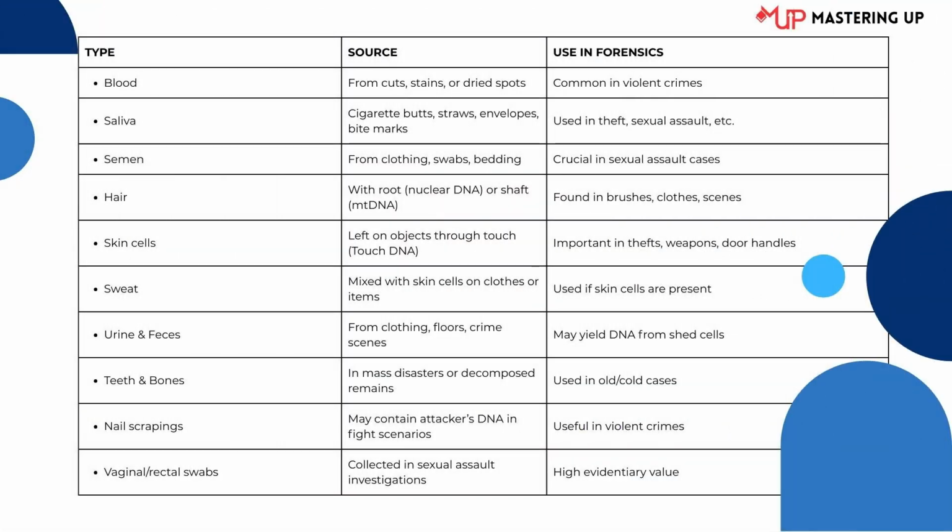Now let's look at the main types of biological evidence used in DNA forensics. Blood. Blood is one of the most common sources of DNA in forensics. It contains white blood cells, which have nuclei that carry DNA. Blood can be collected from fresh pools, dried stains on clothes or surfaces, or even from underneath fingernails. It is especially useful in violent crime cases like assault or homicide.